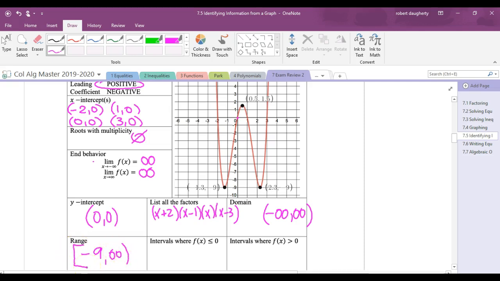Intervals where this function is less than or equal to 0. So that means where am I below the axis, okay? What are those intervals? These are x intervals. So this is the interval from -2 to 0. And because it's less than or equal to, those are brackets, and from 1 to 3.